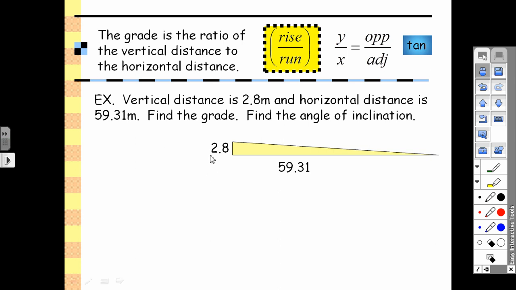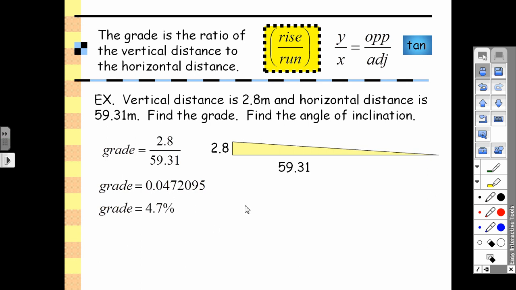Right? So we're just going to do rise over run. So your grade is rise over run. Calculate that out as a decimal. So just divide 2.8 by 59.31. We get this big long decimal. But remember, grade is supposed to be a percent, so we have to actually move our decimal place over 2 places to put it as a percent. So that would actually be 4.7% grade. And if this had been on a highway, they would probably have rounded that up to 5%. Okay, so that was the first part, finding the grade.